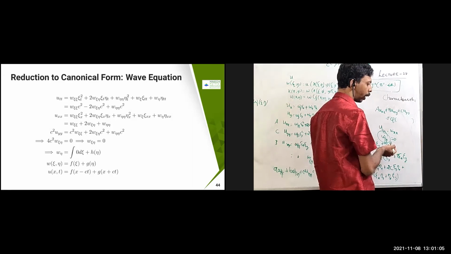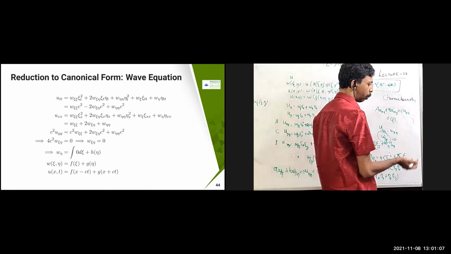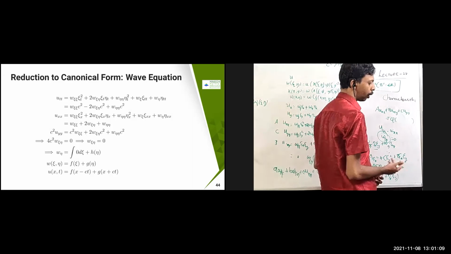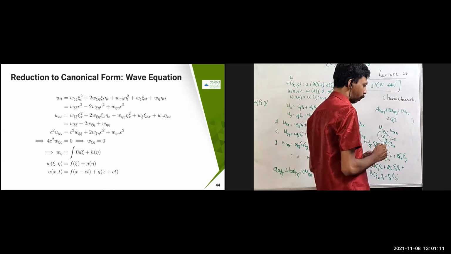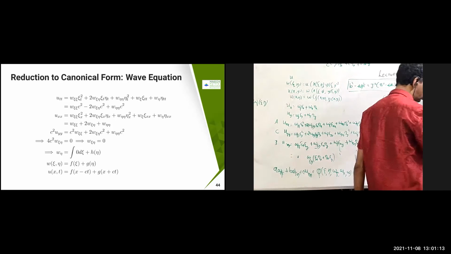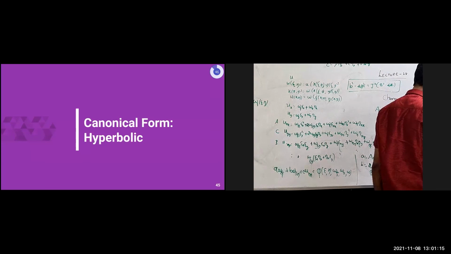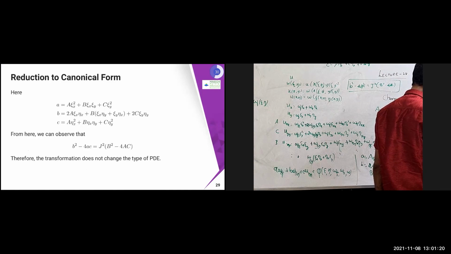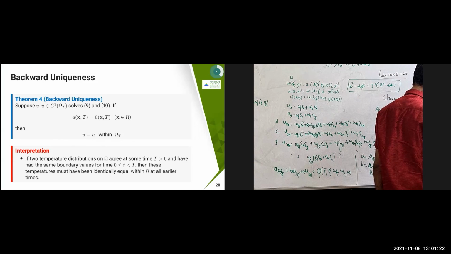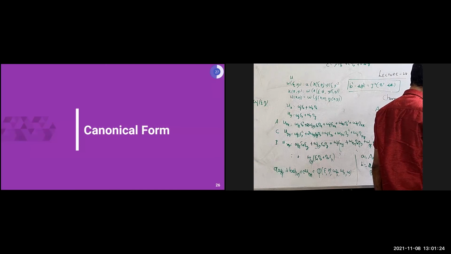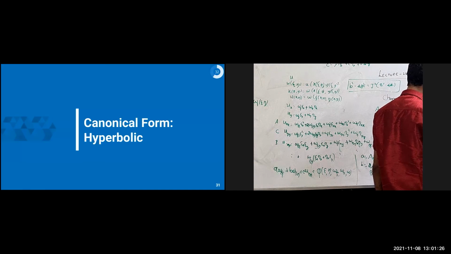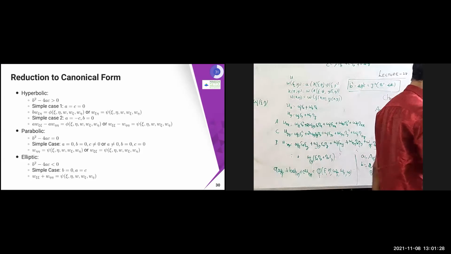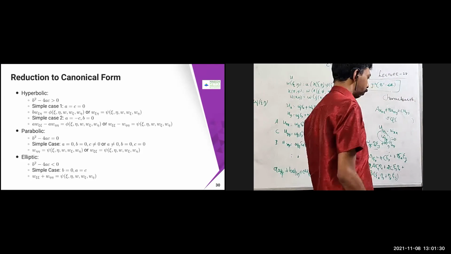So integrate with respect to chi the first time and integrate with respect to eta the second time. Then your problem is very simple, which you can solve, and you are going to get the answers for that. That means your problem is going to be very simple, which we are going to discuss in the next class. We'll see how we exploit this canonical form to find the solution for some of the problems which we have already solved.